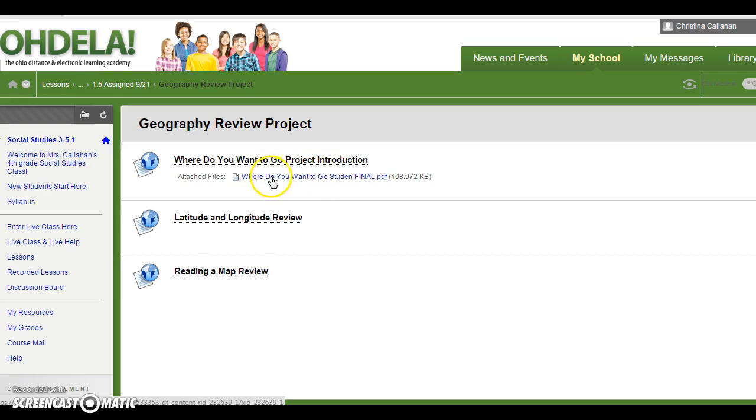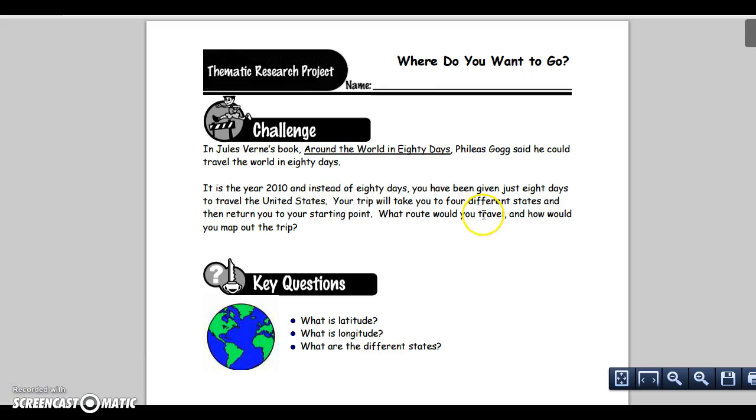For the project, you're going to open this file right here. Where do you want to go? Student Final. And this is going to be something you're probably going to be working on all week. You can sit down and do it in one day, but it's probably something you'll want to do in little steps so you don't get too overwhelmed.